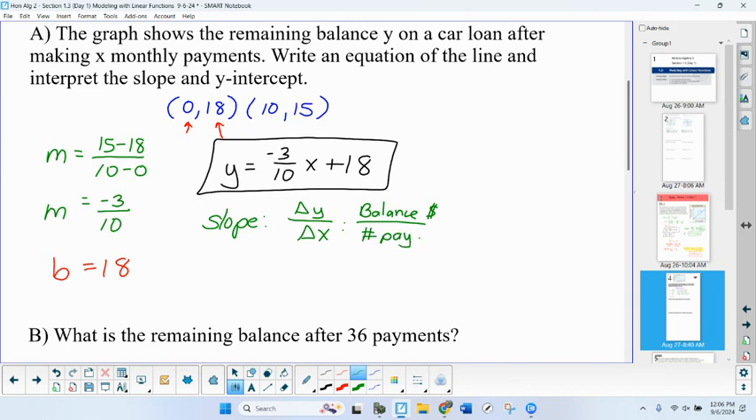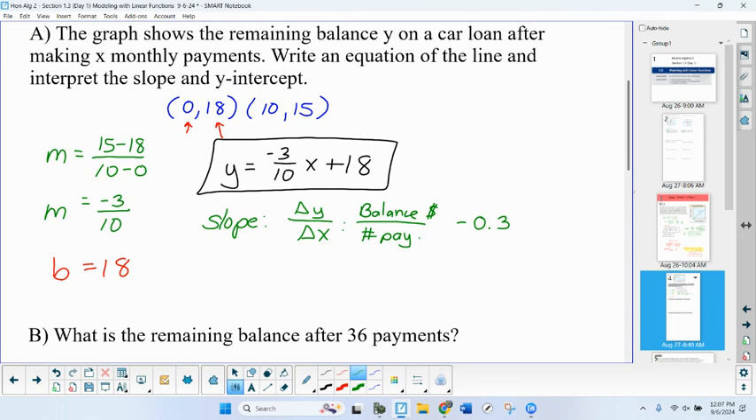Okay. Now, I have negative 3/10. Let's write that as a decimal. I have negative 0.3. Negative 0.3. Now we have to be careful. What does it say on the y about the money? That negative 0.3 is in what?